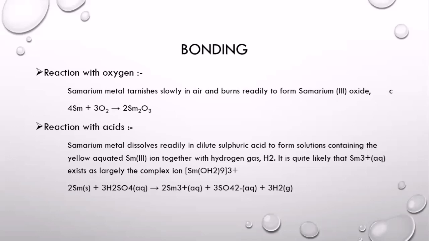Reaction of samarium with acids. Samarium reacts rapidly with dilute acids except hydrofluoric acid, in which it is stable because of the formation of a protective layer on its surface. But as you can see in the equation, when samarium reacts with sulfuric acid, it forms samarium(III) ions, sulfate ions, and liberates hydrogen gas.